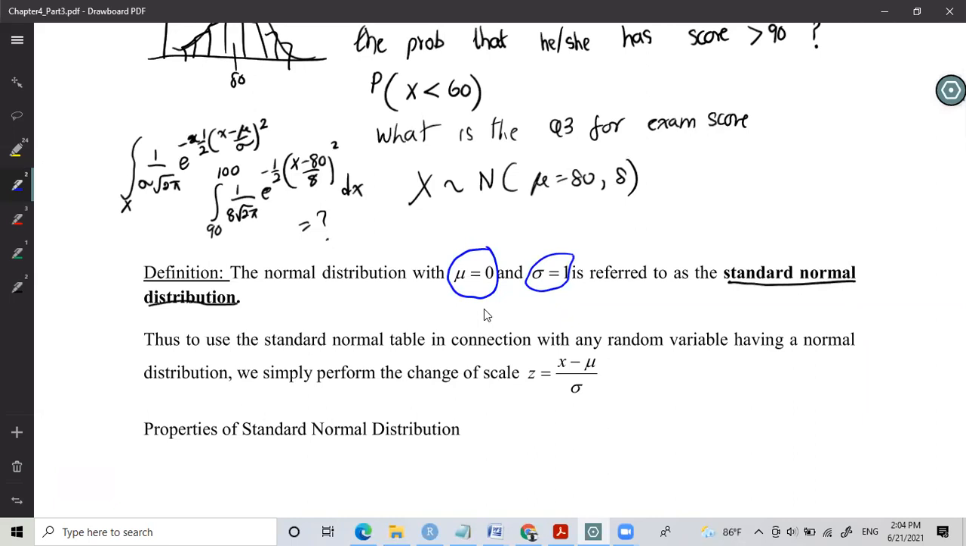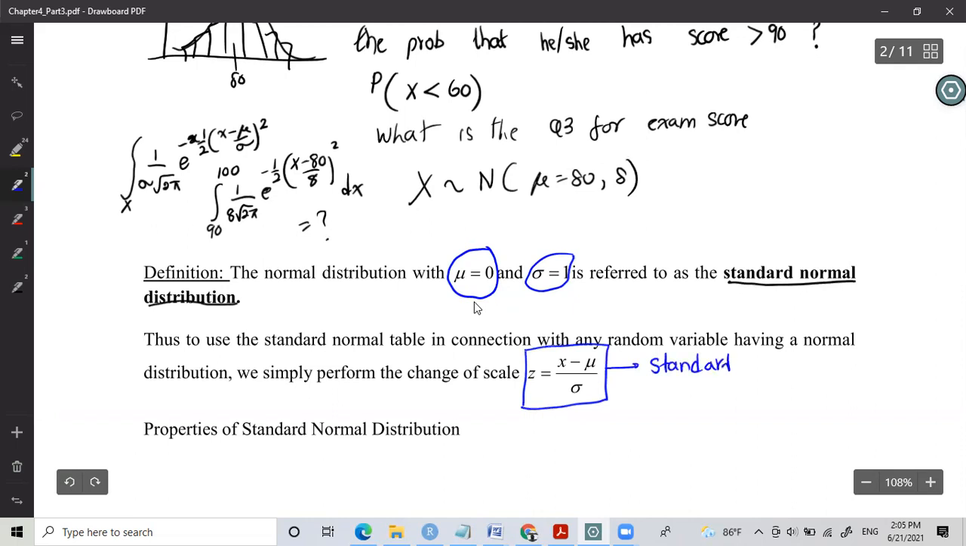And any normal distribution with any mean mu or any sigma value can be transformed into a standard normal distribution. That transformation is called standardization, where you find the Z score. That means you take the random variable, subtract the mean, and divide by the standard deviation, and you get the corresponding Z value. That Z will follow a normal distribution with mean 0 and standard deviation 1.